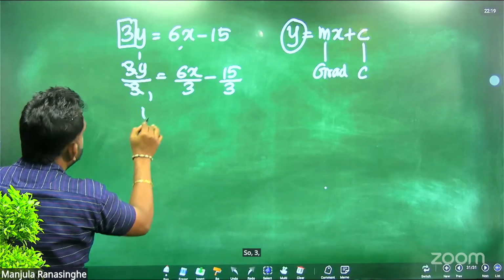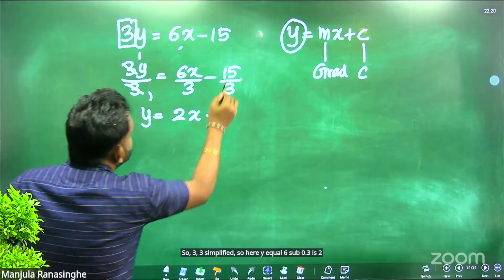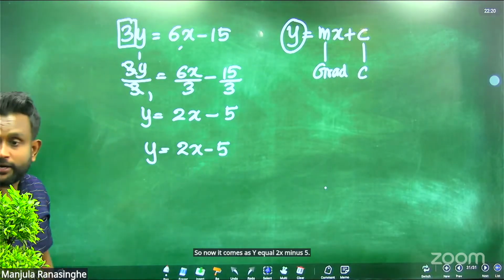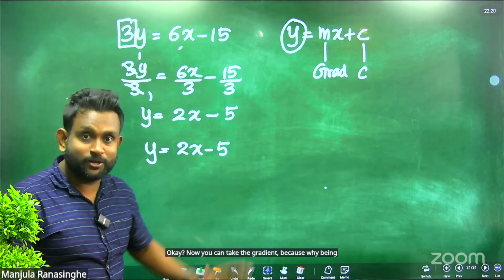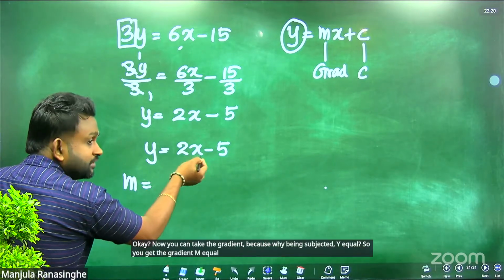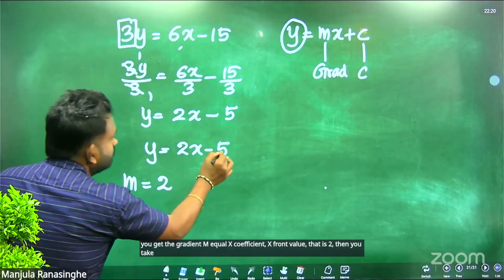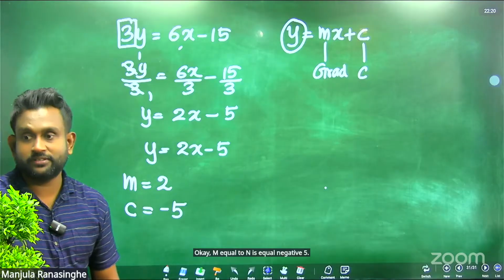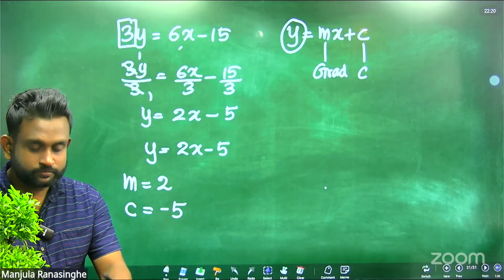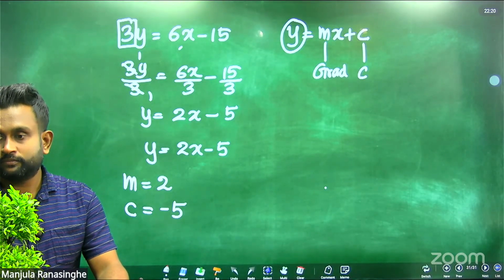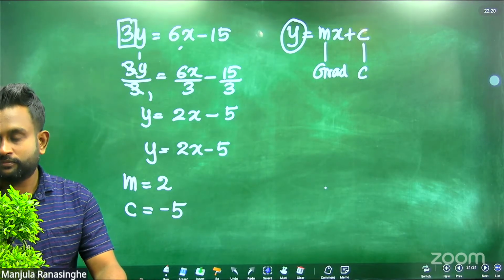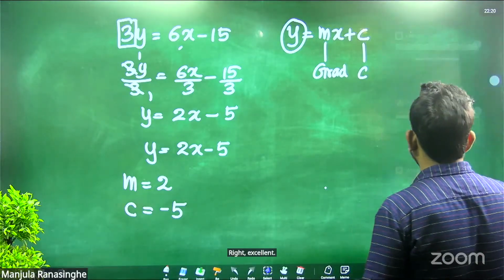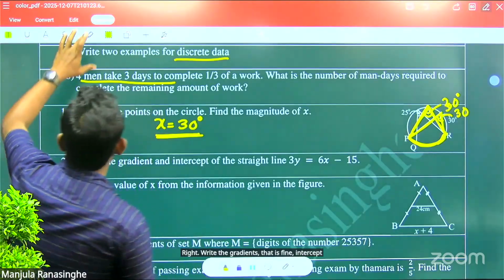So 3 is simplified. So here y equal 6 upon 3 is 2x minus 15 upon 3 is 5. So now it comes as y equal 2x minus 5. Okay. Now you can take the gradient because y is subjected. So you get the gradient m equal to the x coefficient, the front value of x, that is 2. Then you take the intercept after the x term, that is negative 5. Okay, m equal 2 and c equal negative 5. Hands up those who got the answer. Right, excellent. Right. Write the gradient, that is fine. Intercept, right?